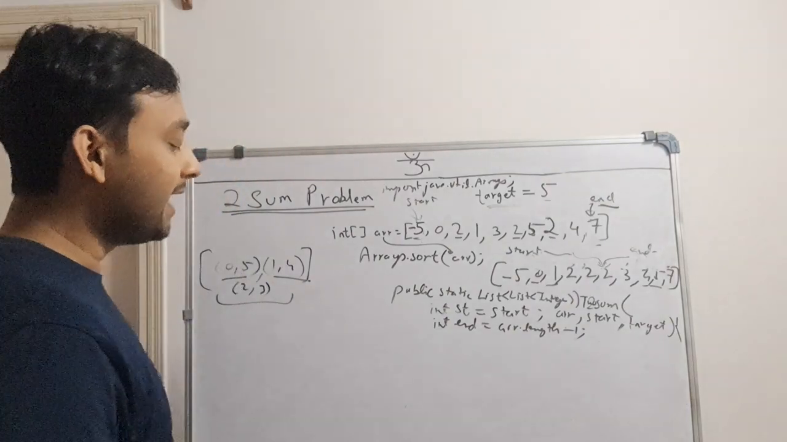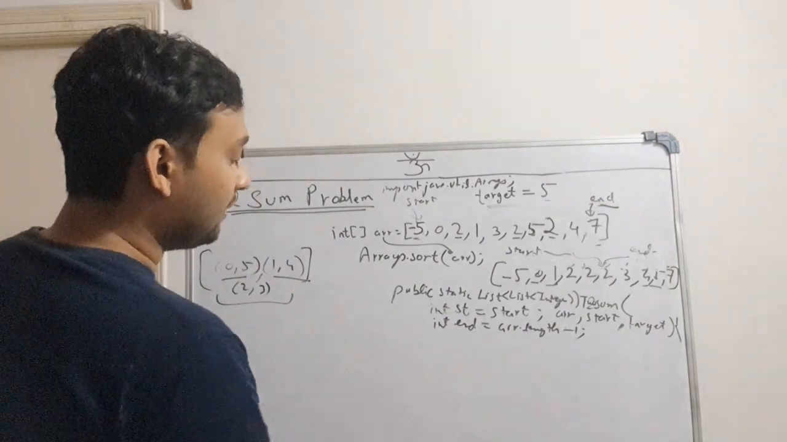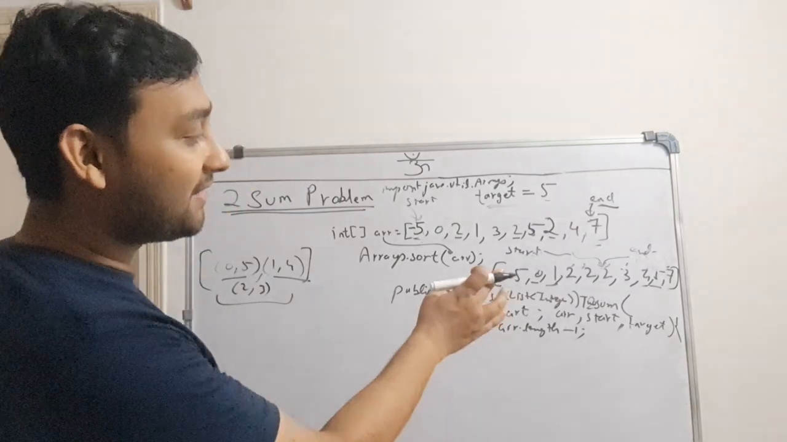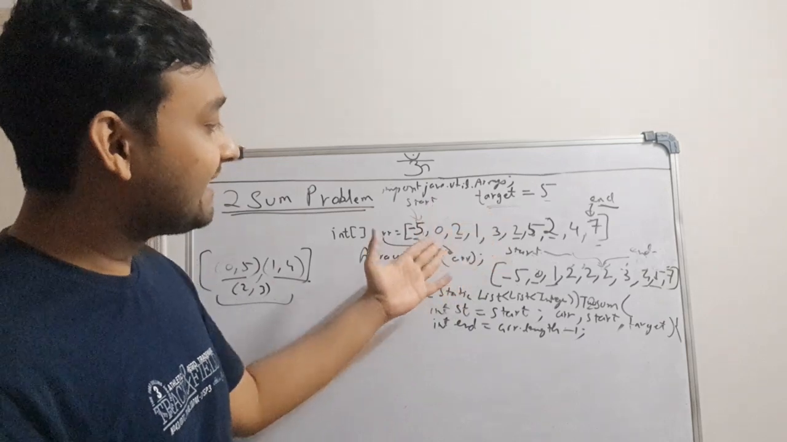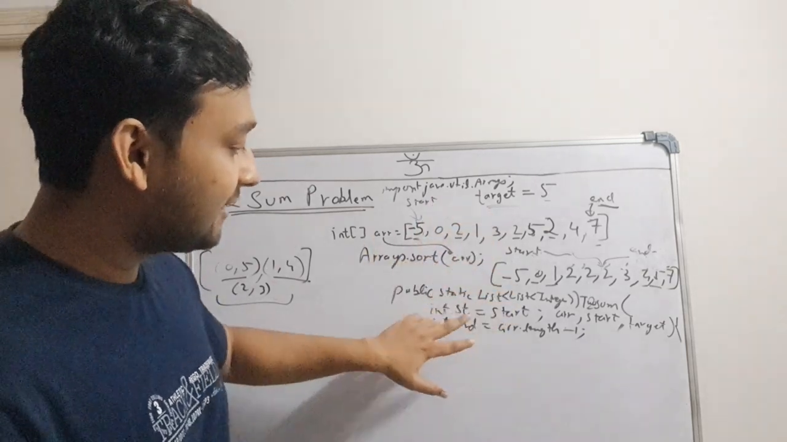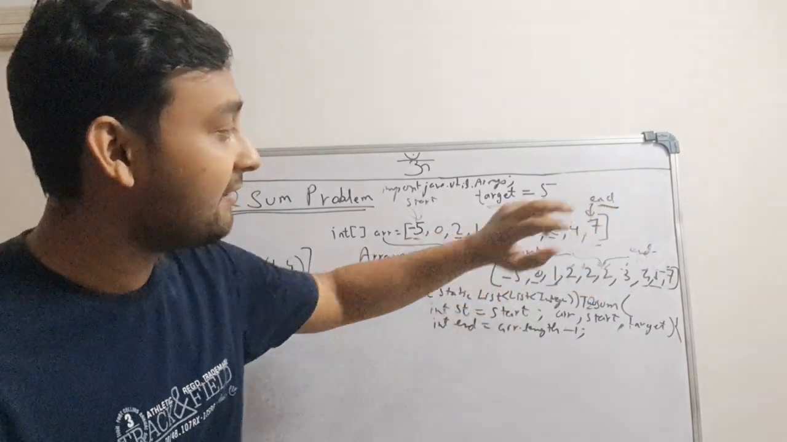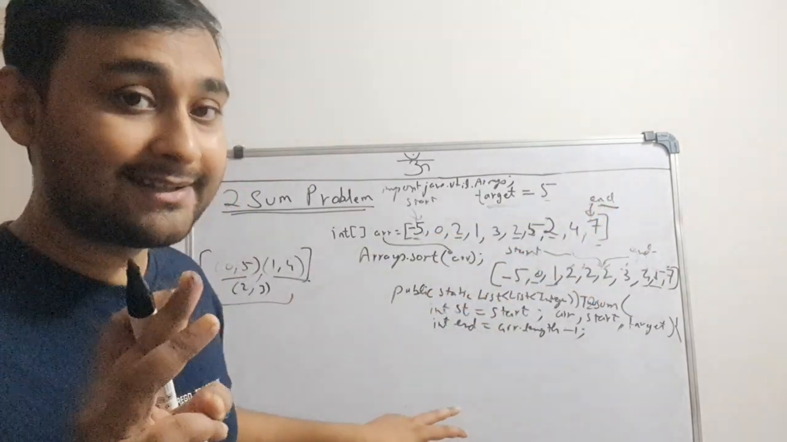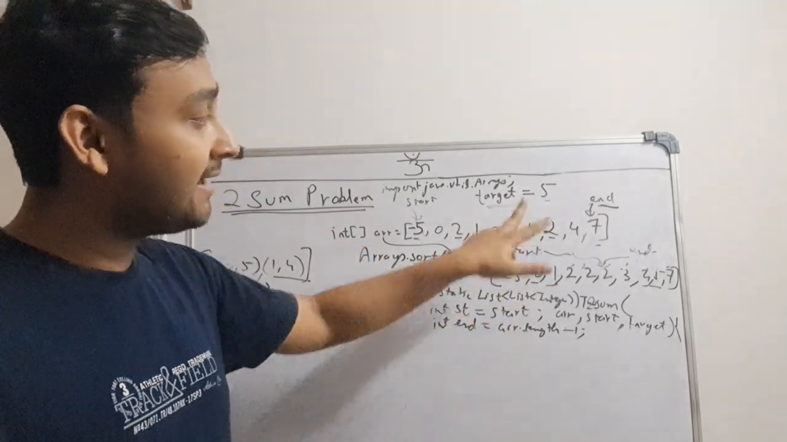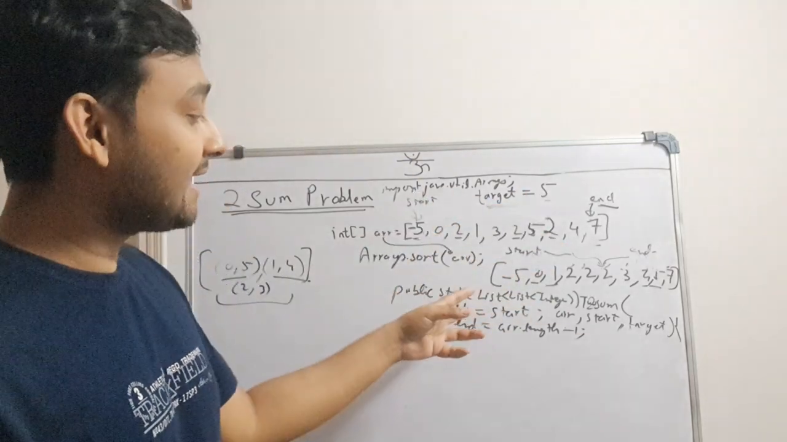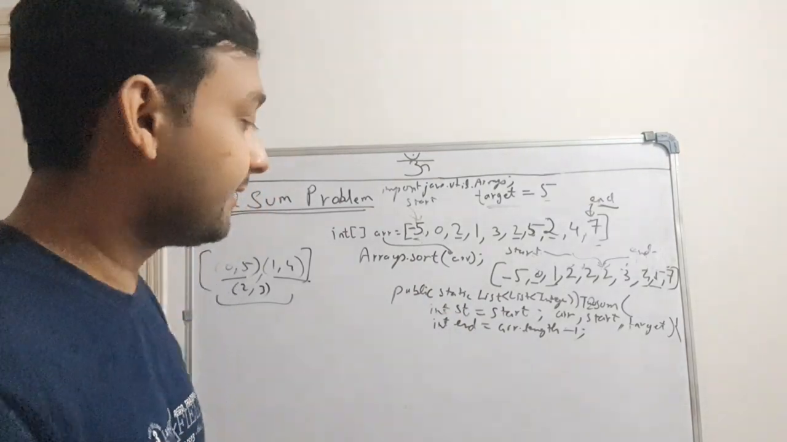Okay, so let's do that. How can we do this? There will be 3 conditions which I have understood over here. First condition: if the sum, array at start plus array at end, is equal to my target, which is 5. So there will be 3 cases. First case is when it's equal to target. Second case is when array at start plus array at end is greater than target, and third is when array at start plus array at end is less than target. That I will be considering first.